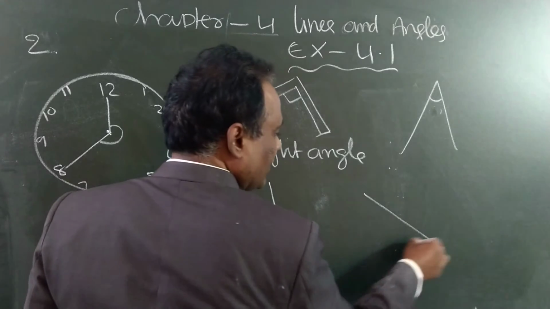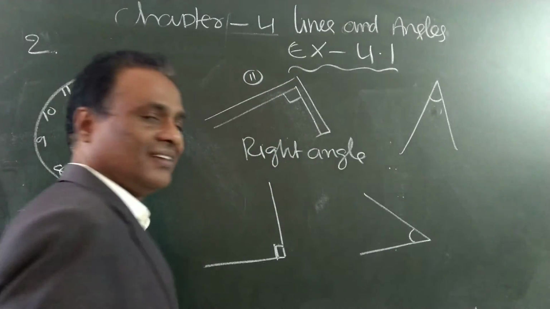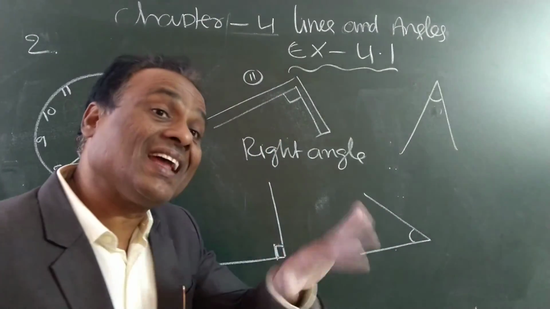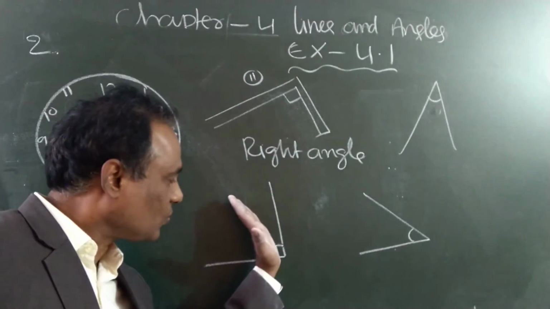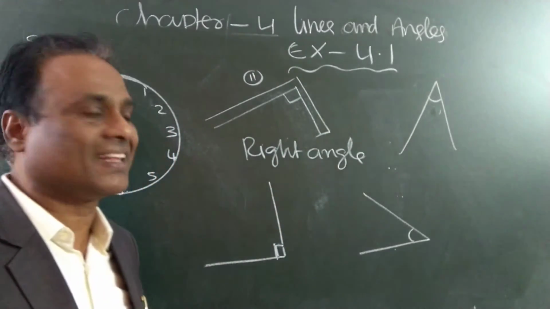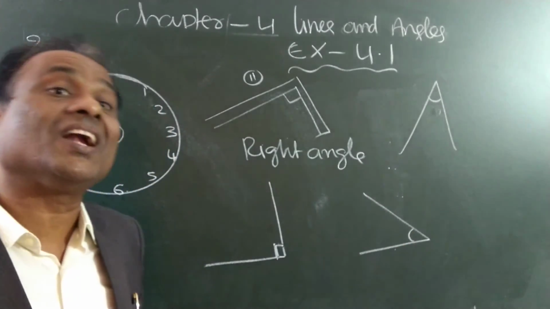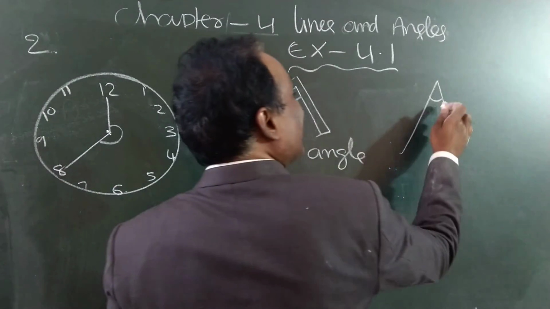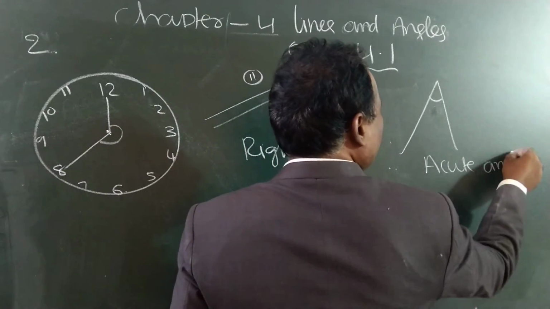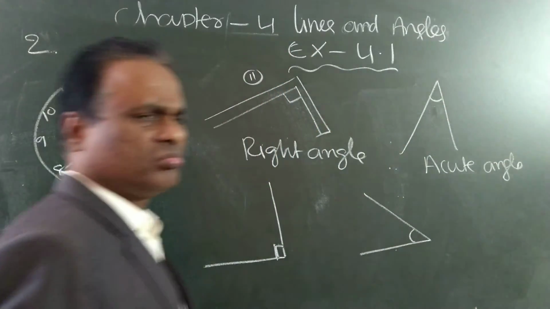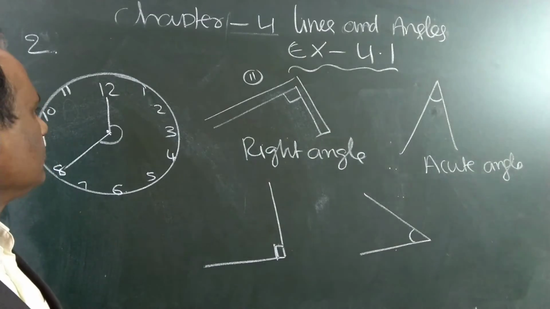Students, suppose this is the angle. Is it less than 90 or greater than 90? This is 90, so anything towards this line is less than 90. Less than 90 is called an acute angle. So this is the acute angle. No solution needed, just by seeing it you have to tell.